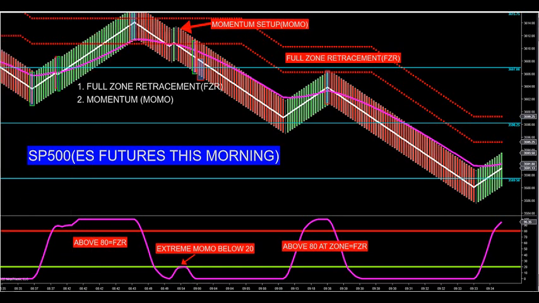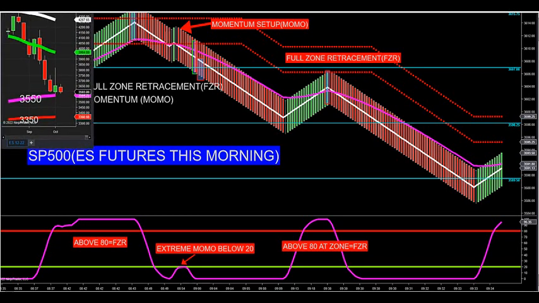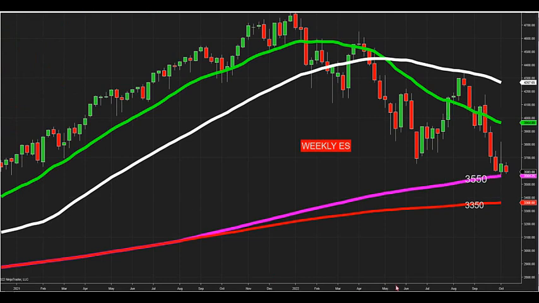Now, what I've done, and I show traders this all the time, is I always like to look before we get going here. I like to look at larger time frames to see where we're going. Now, I've done this for the room. This is a weekly ES.